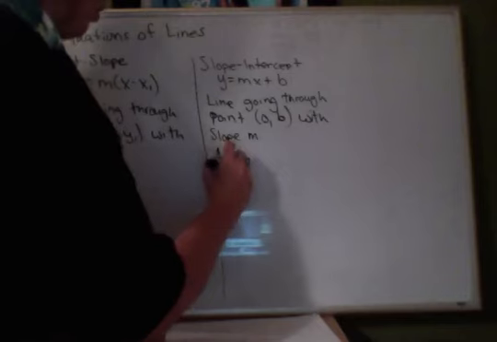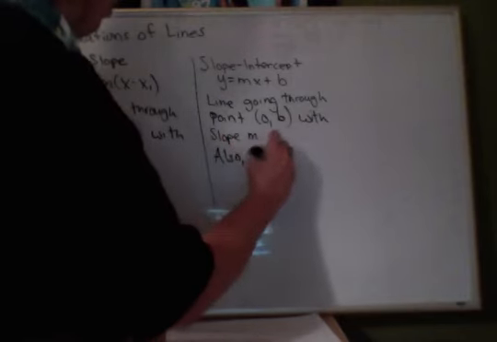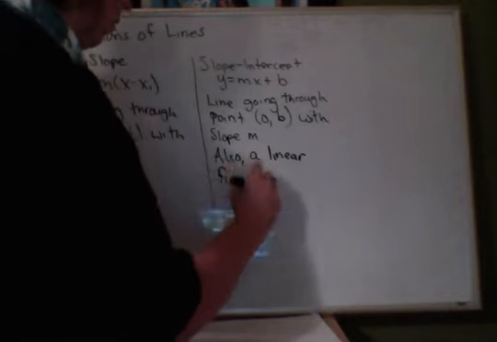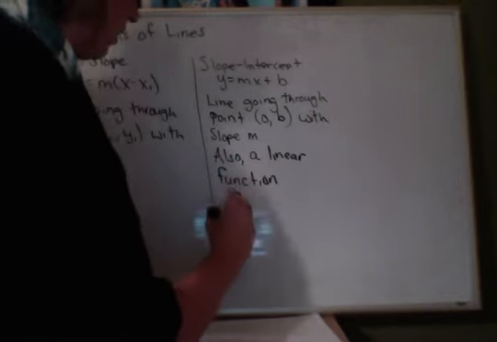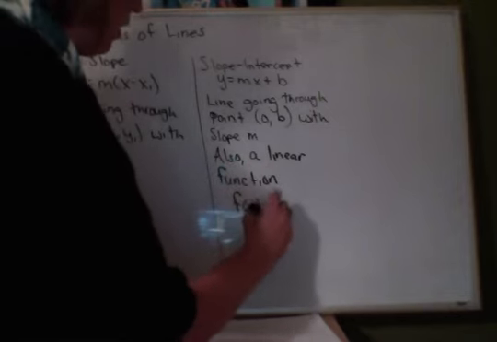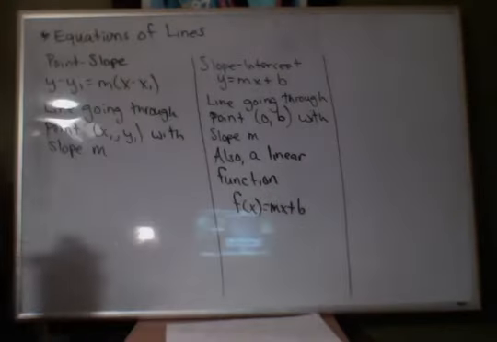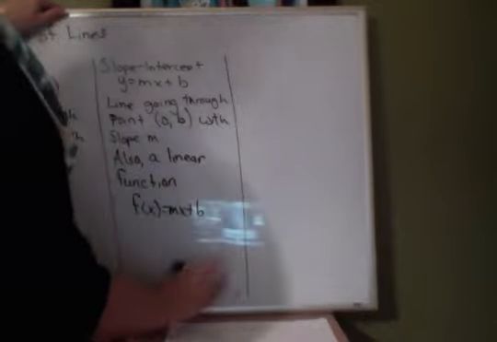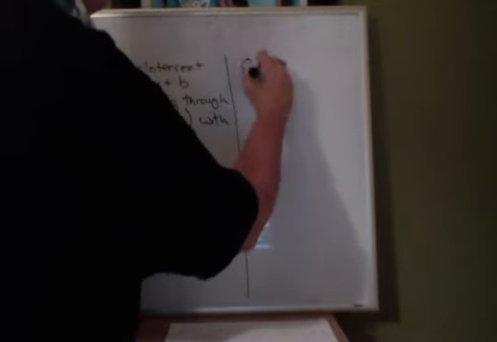This is also what we might call a linear function, because I can also write this f of x equals mx plus b. All right, the last one that we're going to talk about today is general form.